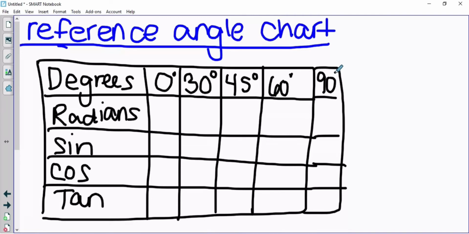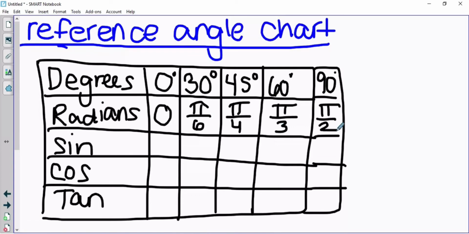Now I have to know what those angles are in radians. So I'm going to convert them over, and then soon we should have these memorized. 0 degrees is 0 radians. 30 degrees is pi over 6. 45 is pi over 4. 60 is pi over 3. And 90 is pi over 2. Now, a helpful tip for memorizing these is to look at those denominators. They always go down in decreasing order. 6, there is no 5, but 6, 4, 3, 2. They always go in decreasing order.